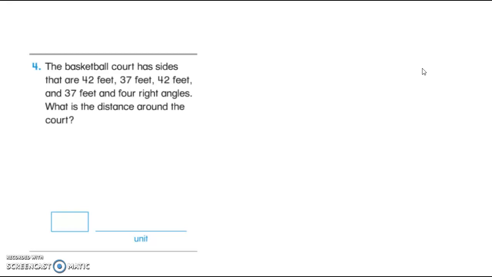This first one, I'll label it number 1. The basketball court has sides that are 42 feet, 37 feet, 42 feet, and 37 feet, and 4 right angles. What is the distance around the court? The first thing I'm going to do is draw a picture. A lot of these word problems you will understand much better if you draw a picture rather than just deal with the words. It says here that I have a basketball court that has sides and 4 right angles.